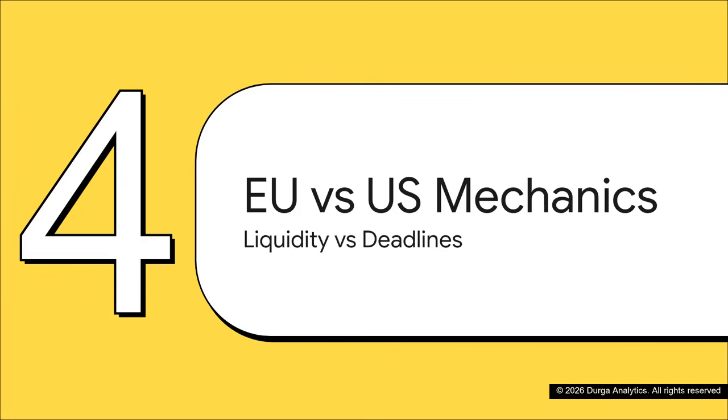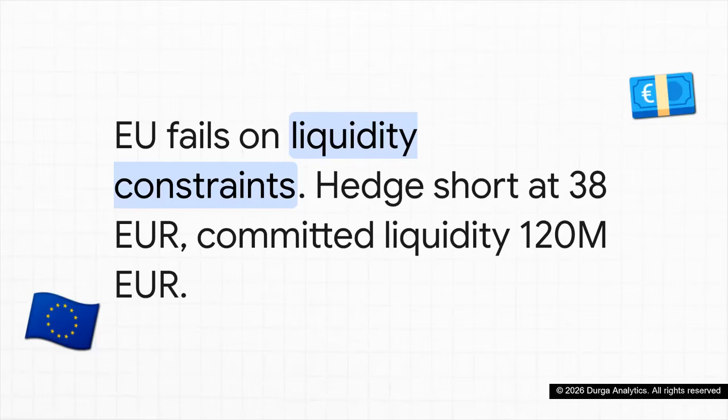Now into Section 4, EU versus US escalation mechanisms. We have to look at the dual-track reality of global gas trading because they fail in fundamentally different ways. Let's start with Europe, which typically fails on financial liquidity constraints. Here's a European worked example. Imagine a desk has a massive, perfectly correct hedge. They are 4 million megawatt hours short at 38 euros.